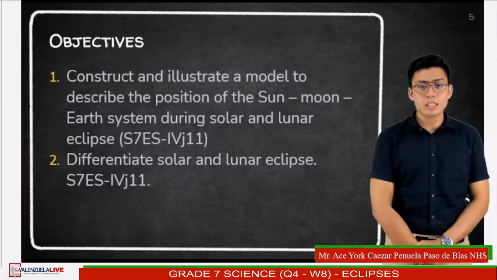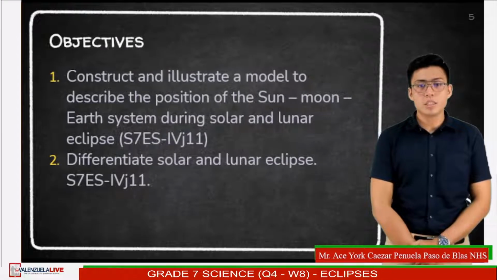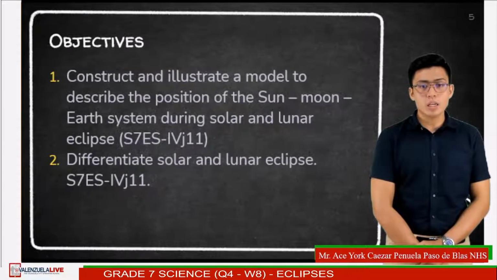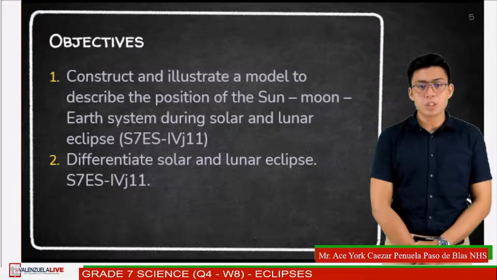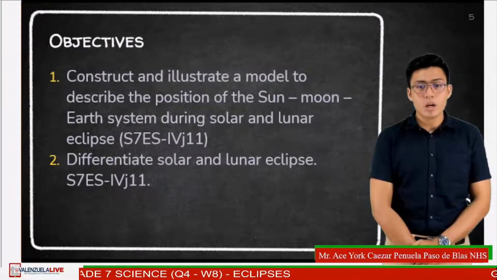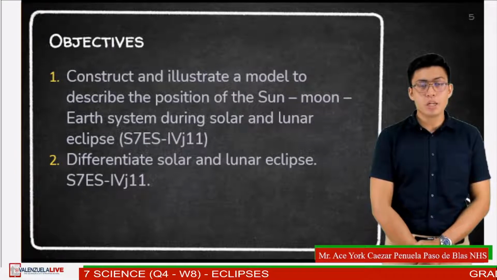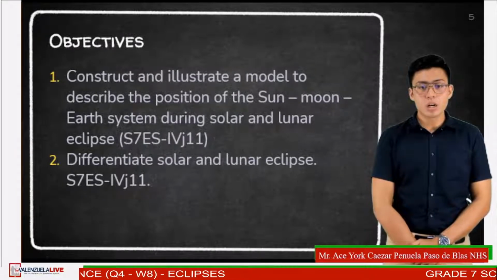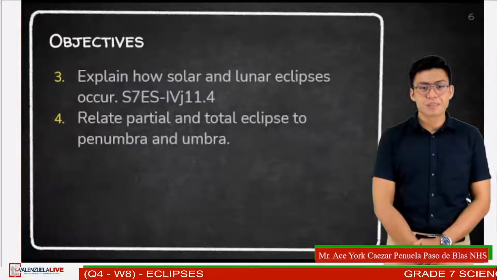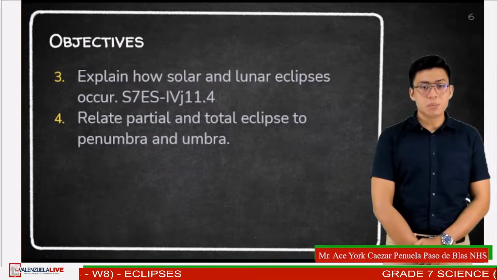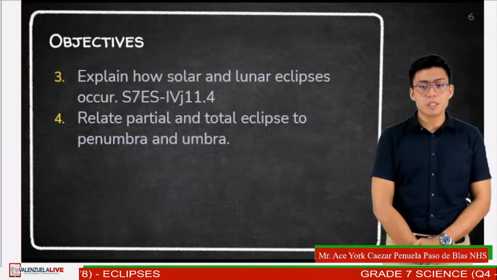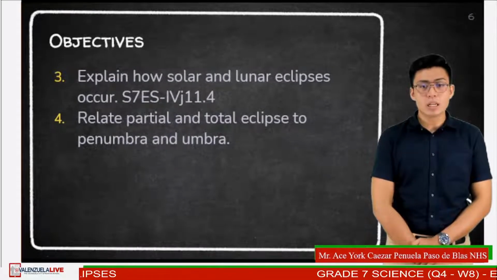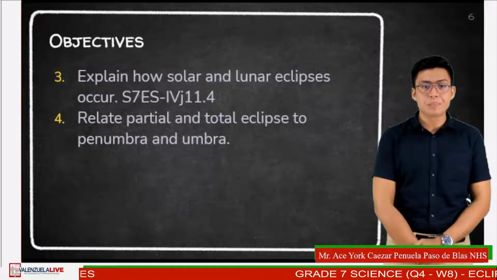Anchored in this most essential learning competency are these specific learning targets. 1. Construct and illustrate a model to describe the position of the Sun, Moon, Earth system during solar and lunar eclipse. Number 2, differentiate solar and lunar eclipse. Number 3, explain how solar and lunar eclipses occur. And number 4, relate partial and total eclipse to penumbra and umbra.